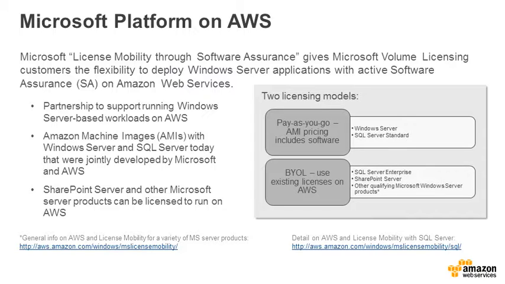So it's important that you look at the components you want to move over and be assured that they actually do move through that Software Assurance program. Today we're going to be talking about Windows Server, Windows SQL Server Enterprise, as well as SharePoint Server. All of those are covered under this licensing model. The pay-as-you-go AMI pricing is used for the Windows Server components, and then the SQL Server Enterprise and SharePoint licenses are bring your own licenses that you can bring over to the platform.